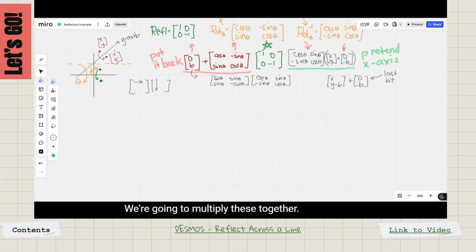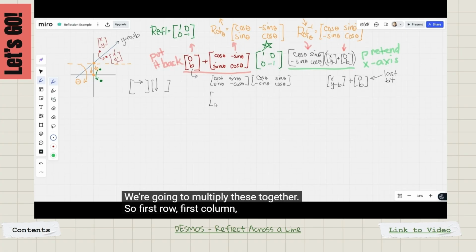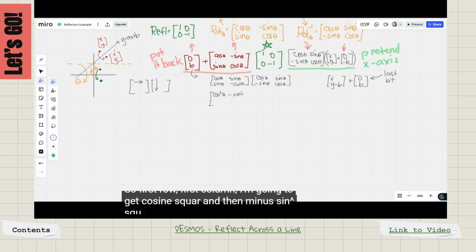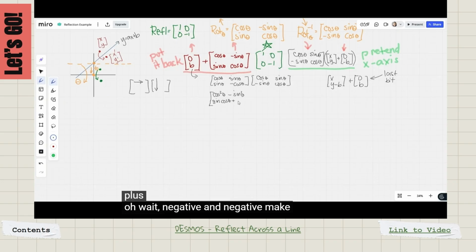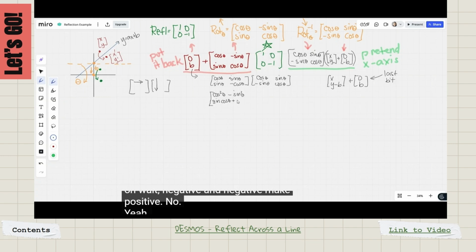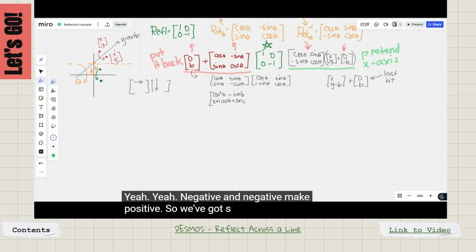We're going to multiply these together. So first row, first column, I'm going to get cosine squared, and then minus sine squared. Next up, sine cosine, plus, oh wait, negative and negative make positive. No, yeah, negative and negative make positive. So we've got sine, cosine again. Give us some space. Next up, first row, second column, cosine times sine again, sine cosine, and then sine and cosine again. So it looks like we got the same thing.